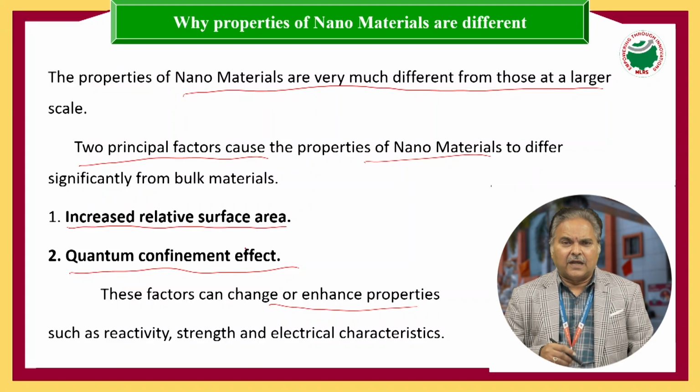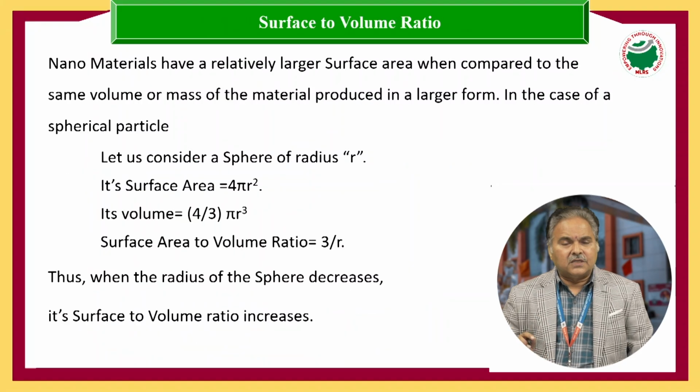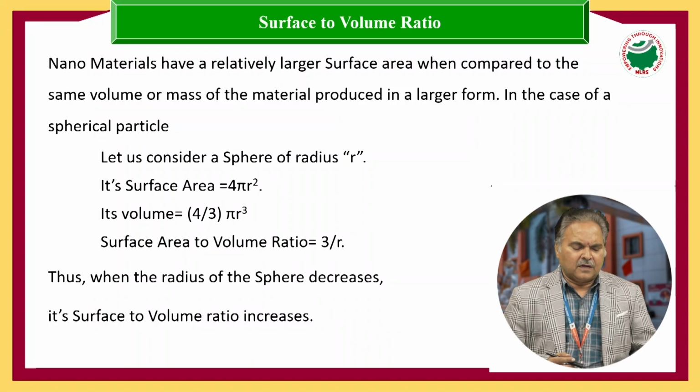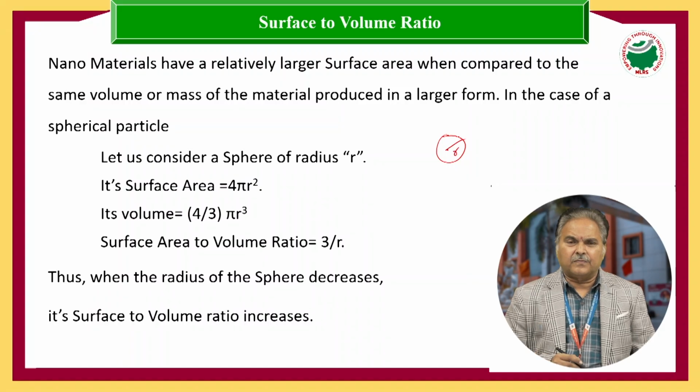One is the relative surface to volume ratio, and another is the quantum confinement effect. The reactivity, strength, and electrical current, all these properties change when the particle is at nano size. Now, how can we consider this surface to volume ratio? Say there is a sphere with radius r.